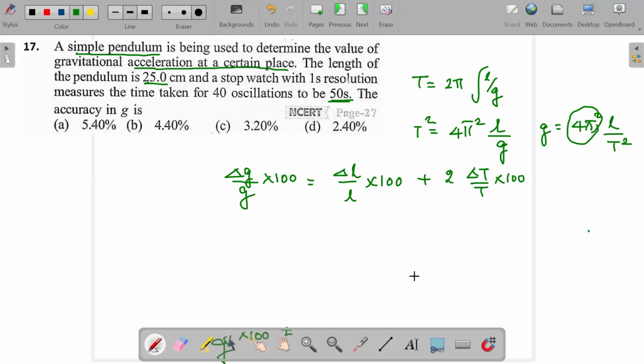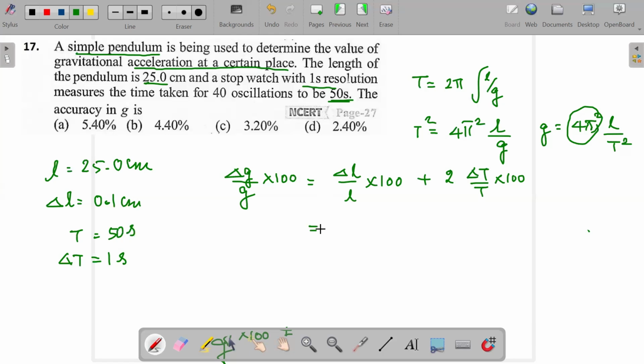But it is clear. Length is given as 25.0 centimeter. That means the error value or accuracy value is 0.1 centimeter. This 0.0 gives the value of accuracy or resolution. Next, in the same way here it is given del T is 1 second for 50 seconds. But T will be equal to 50 seconds.